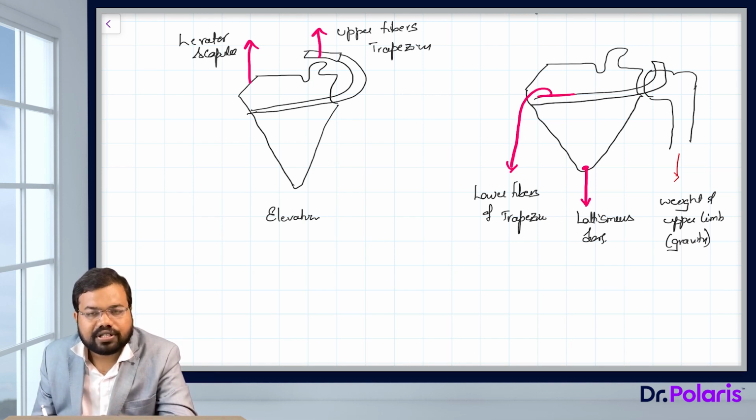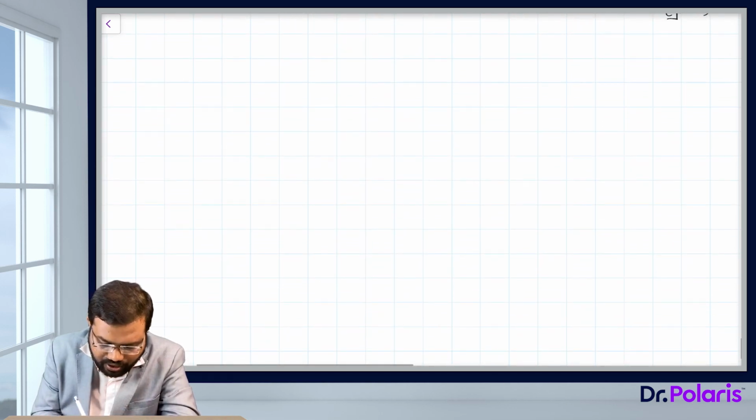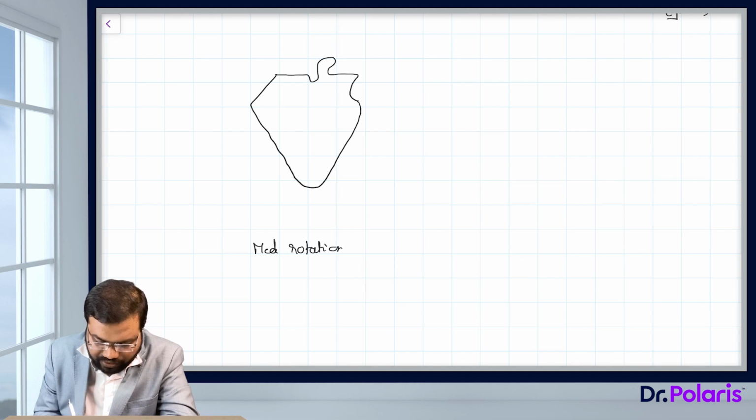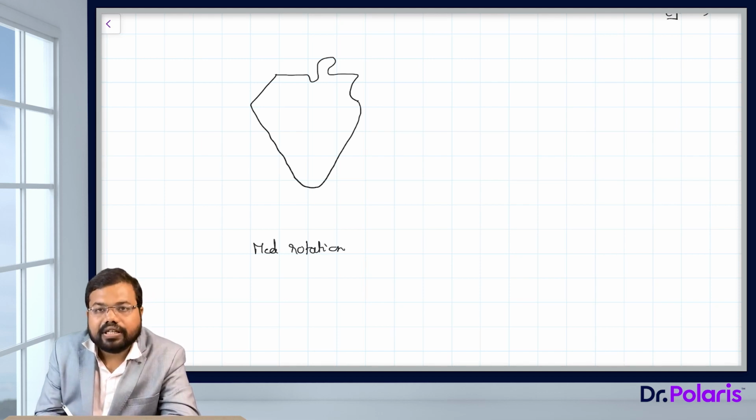So protraction, retraction is completed, elevation, depression is completed. Now what about the medial and lateral rotation? The axis we had already discussed. What about the muscles for this medial rotation, where the inferior angle has to turn towards the medial side. So let's discuss first the medial rotation. For this medial rotation, which fibers are helping?